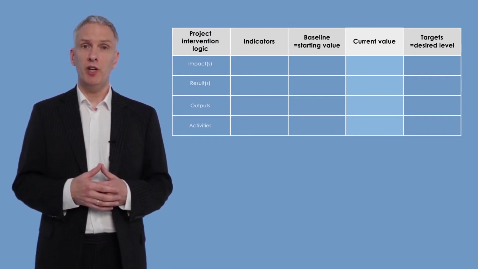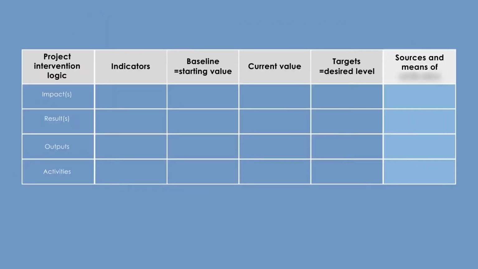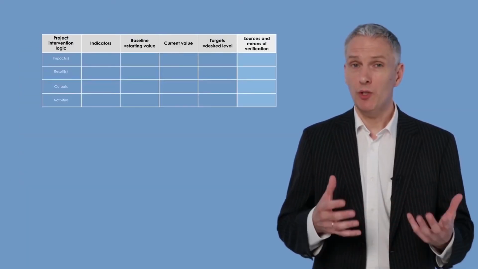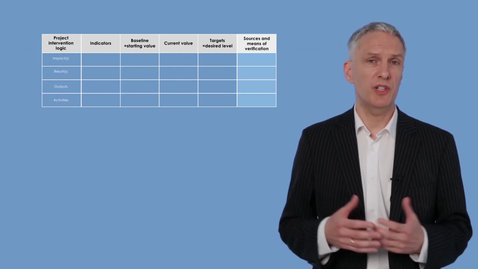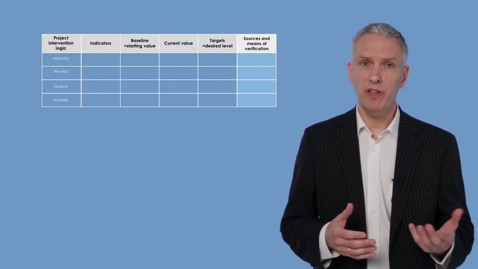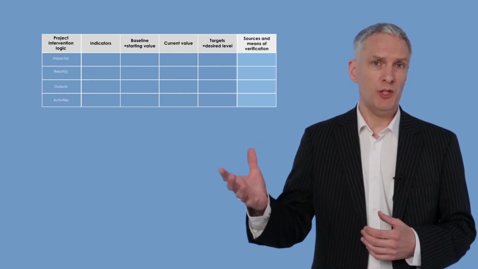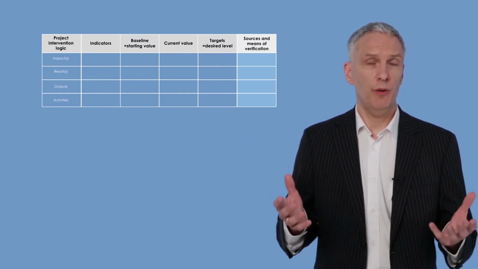to reaching your targets. You will, of course, have to identify where and in what form you will get information on these values. This may come from internal project documentation, such as reports or scientific research, or from external sources, such as official statistics.